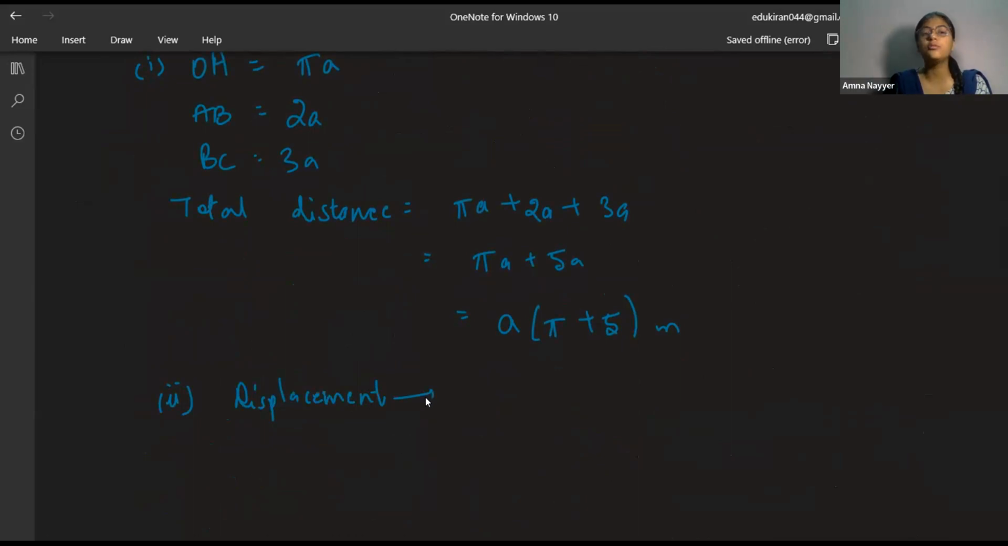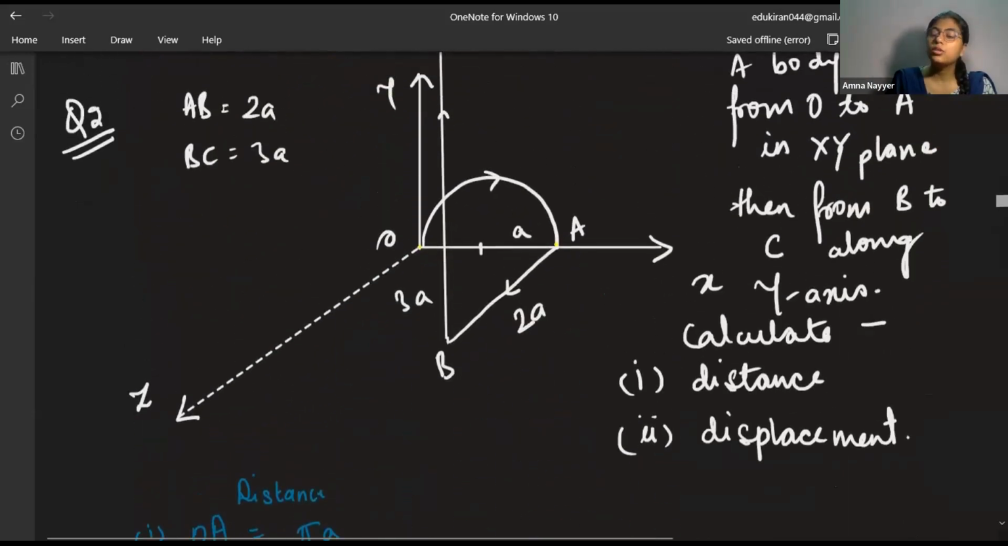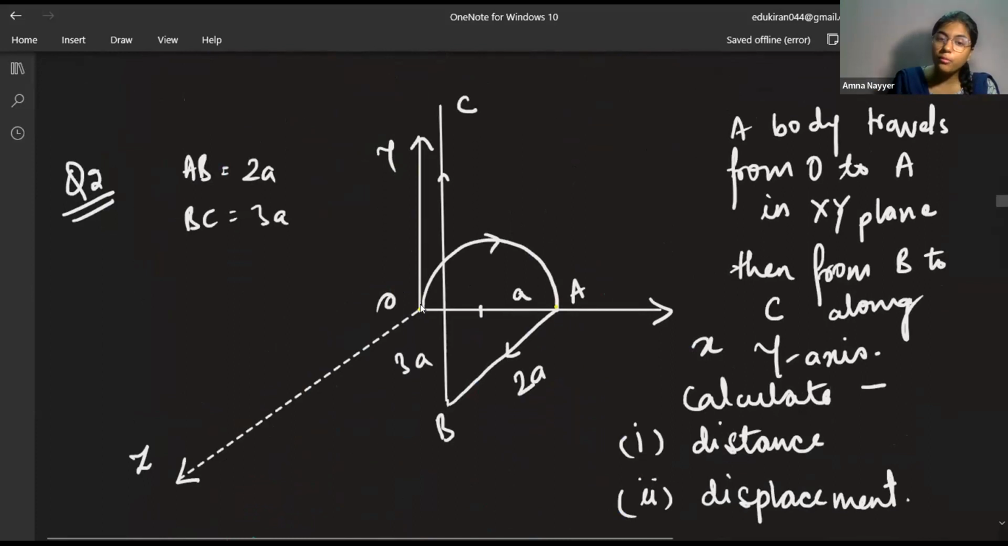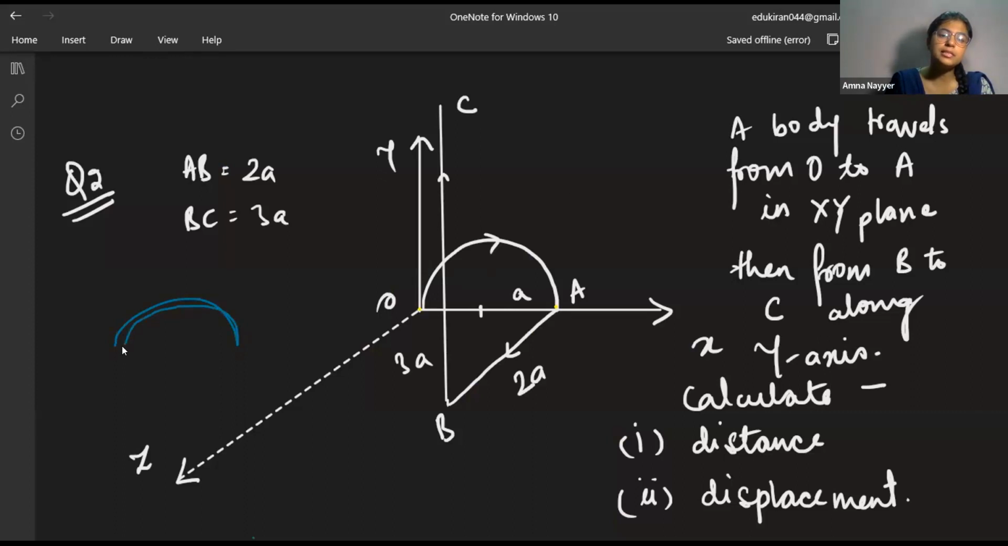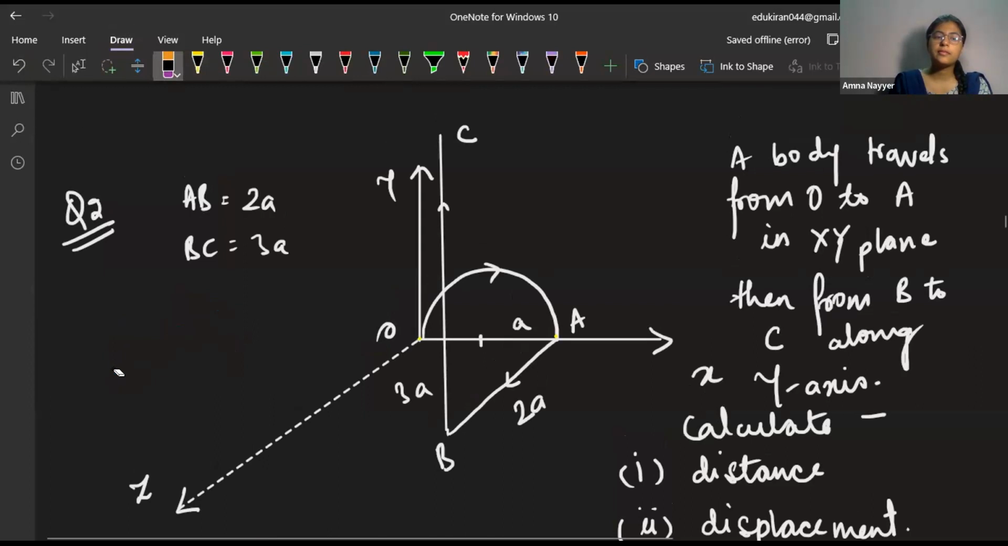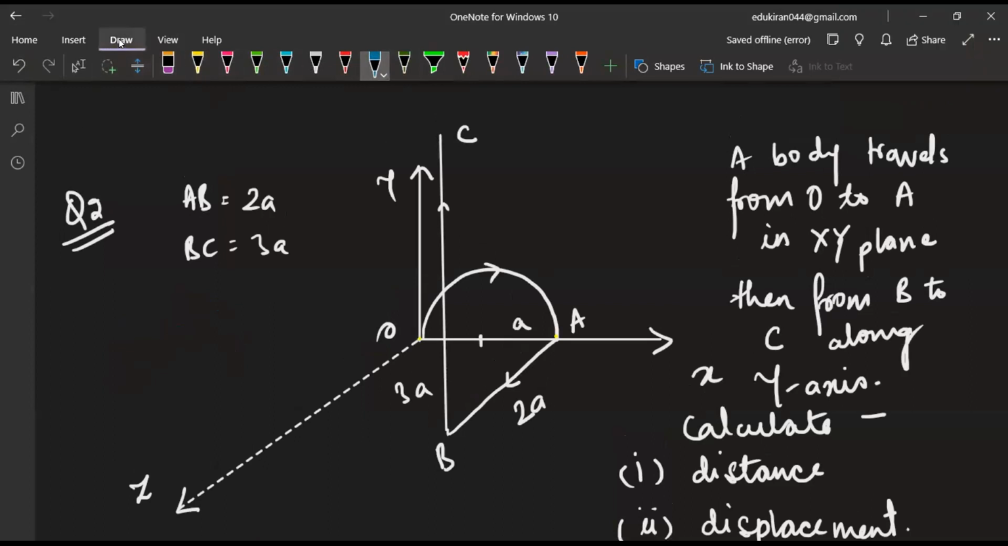But one thing you have to remember: distance was a scalar quantity, so we directly wrote it. Displacement is a vector quantity. You have to keep the sign. So can anyone now tell me from O to A, what will be the displacement? Pi A. Pi A is this part, the semicircle's part. Is this the displacement? So yes, Martin, what will be the displacement? A.